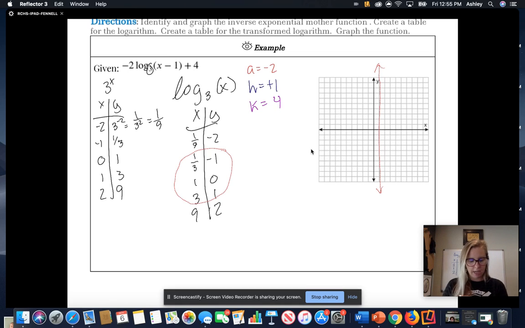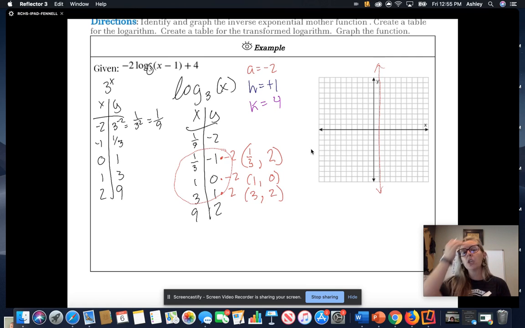I'm going to multiply each of my outputs by -2. All right. So my new point here is going to be 1/3, +2 is my transformed point. And then I have 1, 0 still because multiplying by -2 doesn't change 0. And then I also have 3 and 2.